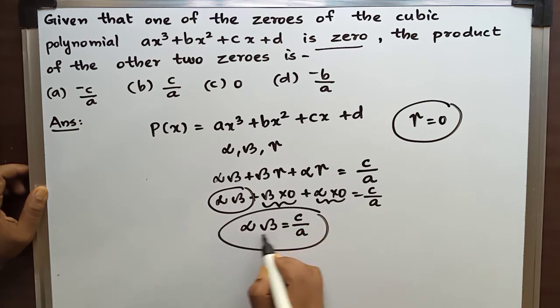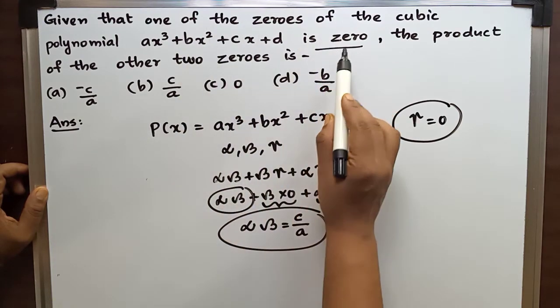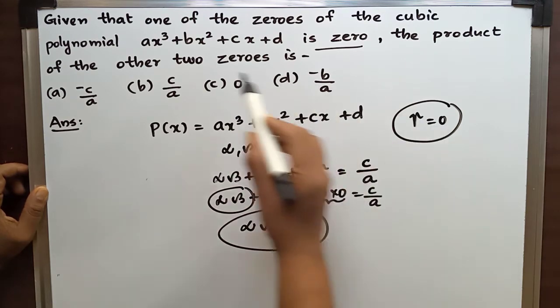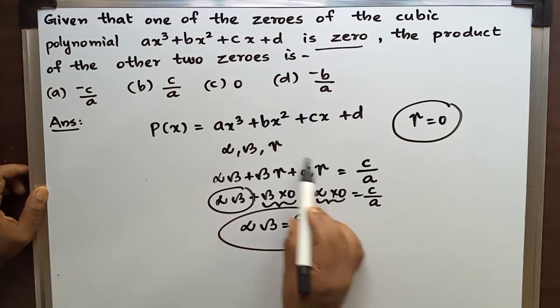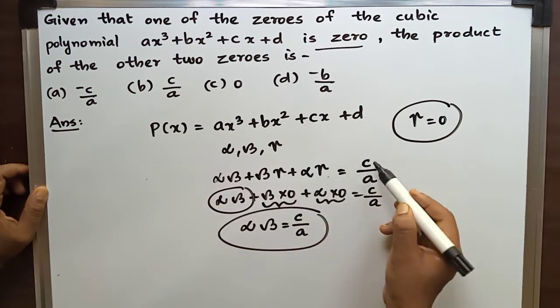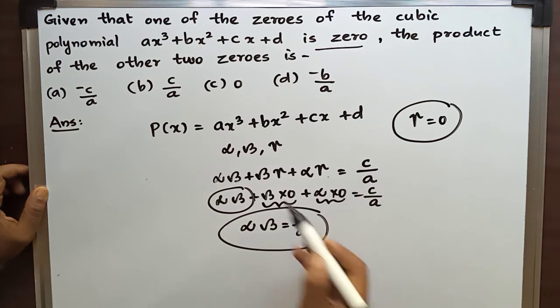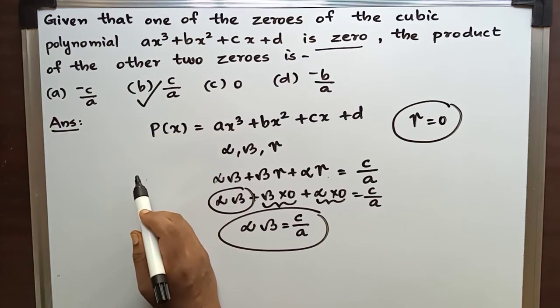Now what is alpha into beta? This is the product of the other two zeros. Understood? In the question it is given that one of the zeros of the cubic polynomial is 0. I have taken it as gamma. Gamma is taken as 0. And what was asked in the question? The product of the other two zeros. Then I adopted this equation to solve this problem. This equation, and we have learned it as C by A. So finally we got alpha beta is equal to C by A. So this is the right answer. Option B, C by A.